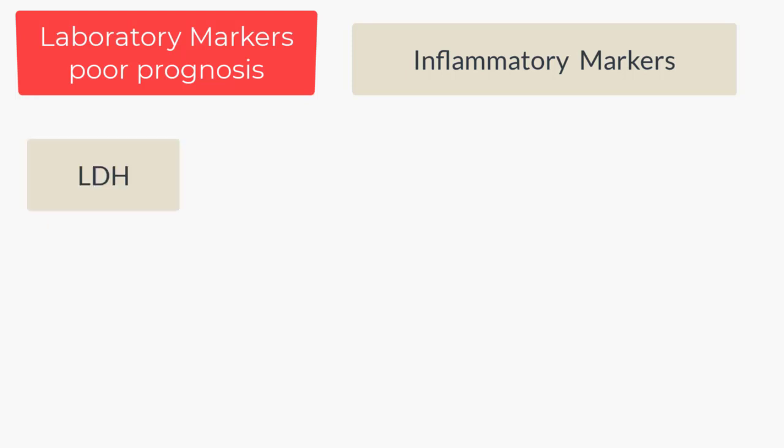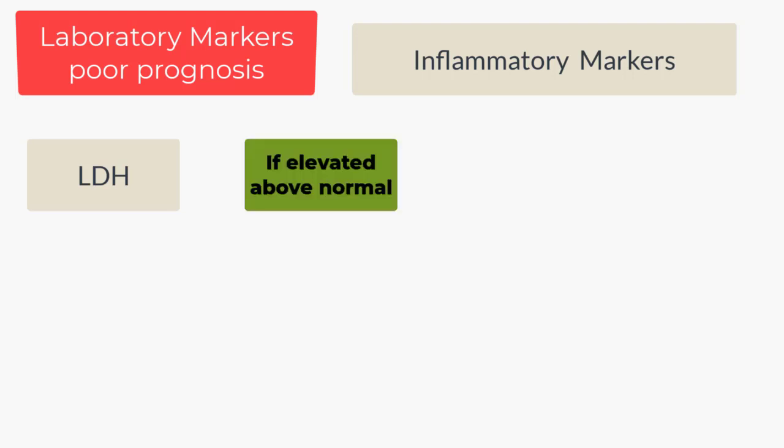Next marker is LDH. It is present in all living cells and a value above normal is associated with poor outcomes. It is excluded from the national guidelines as non-specific elevation can occur in other inflammatory states, and also with sample collection techniques, hemolysis can occur and falsely elevate the LDH value.